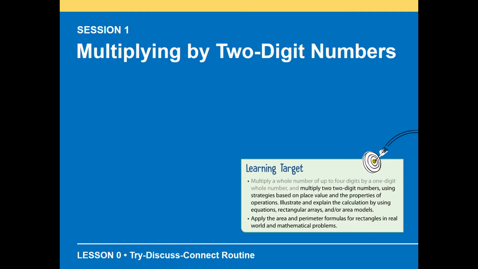Hi, thanks for tuning in to Lesson 0, Session 1, Multiplying by Two-Digit Numbers. Lesson 0 is designed to go at the very beginning of the 5th grade math curriculum to help students review and brush up their skills from 4th grade. The learning target in Lesson 0, Session 1 is I can multiply a whole number of up to 4 digits by a 1-digit whole number and multiply two two-digit numbers.